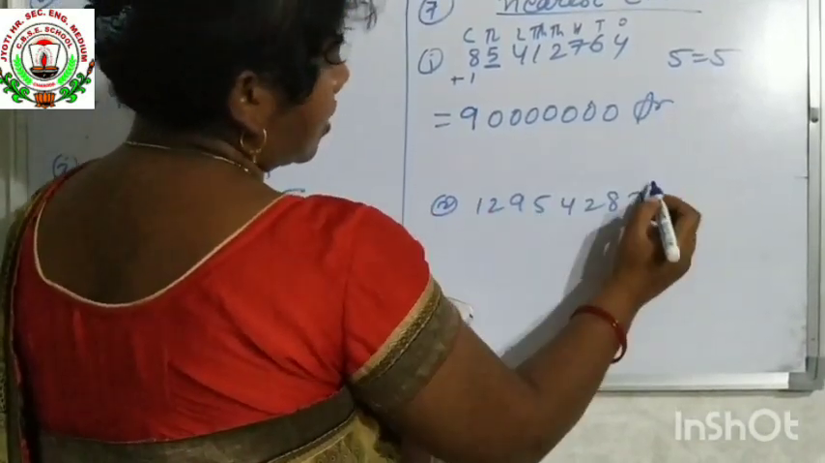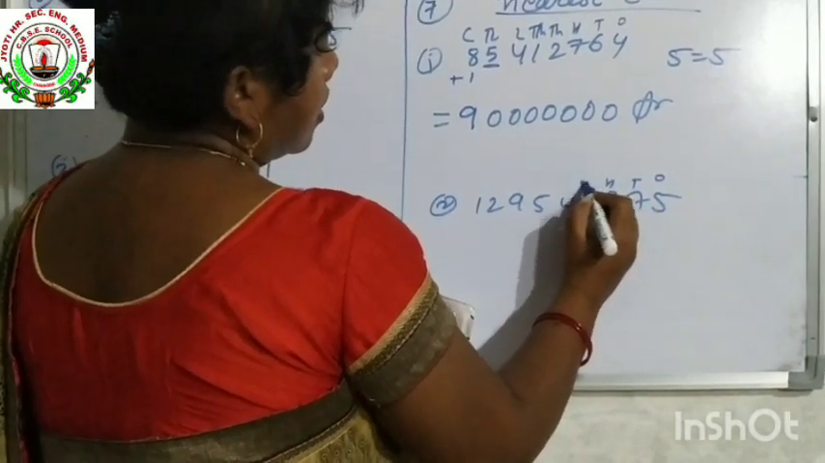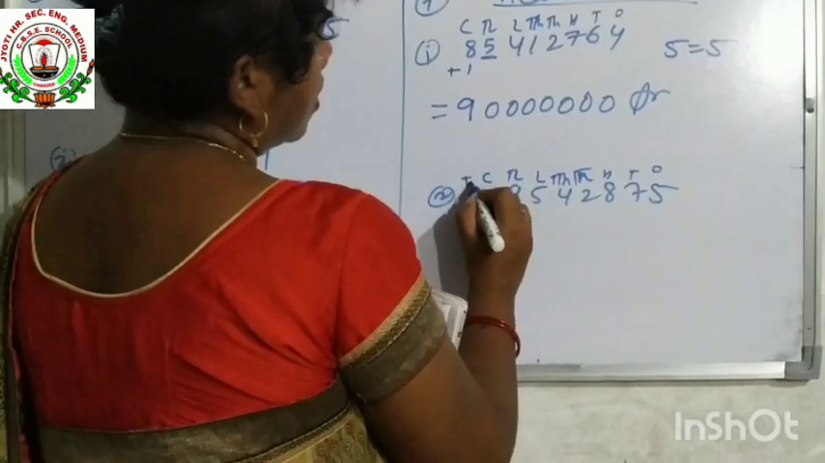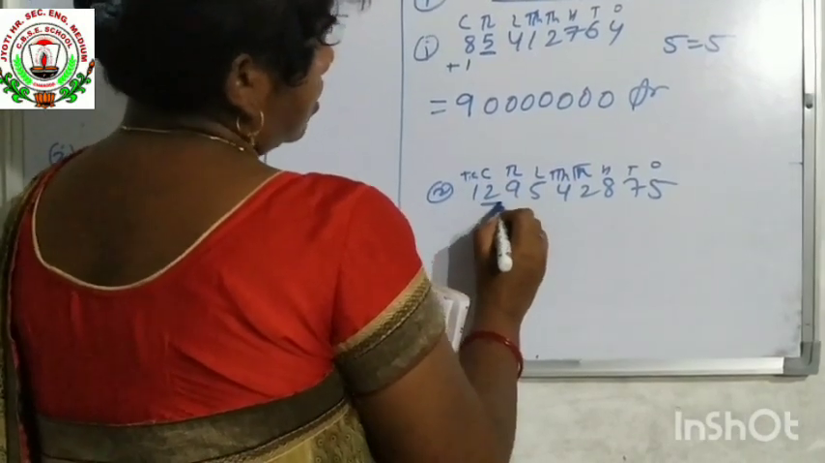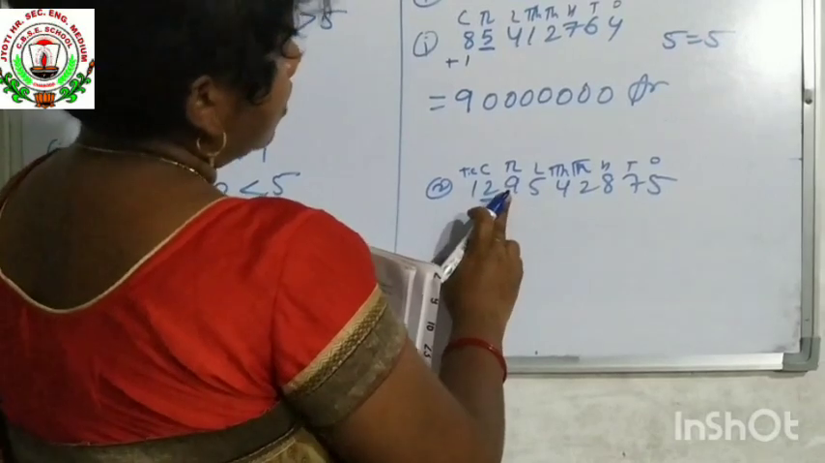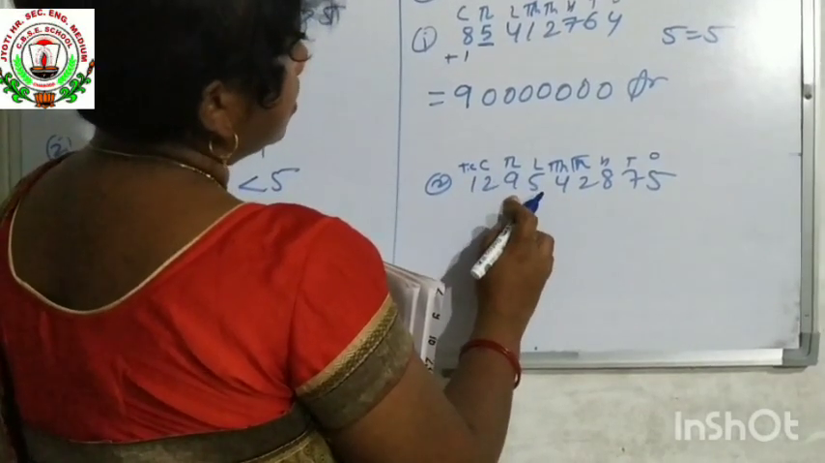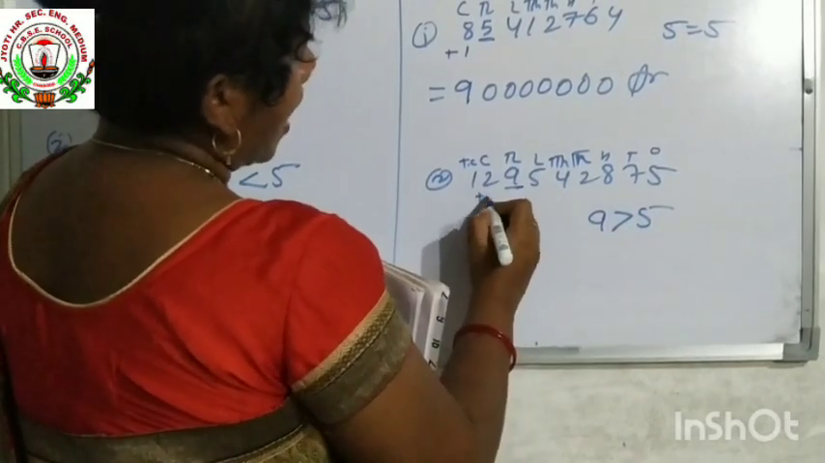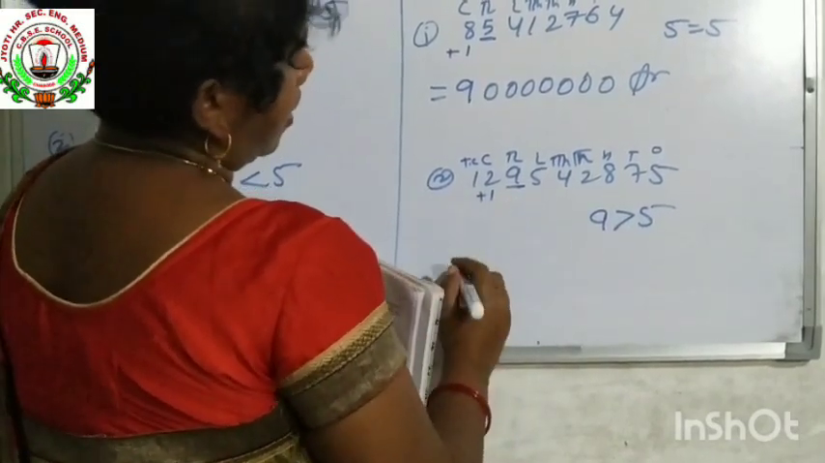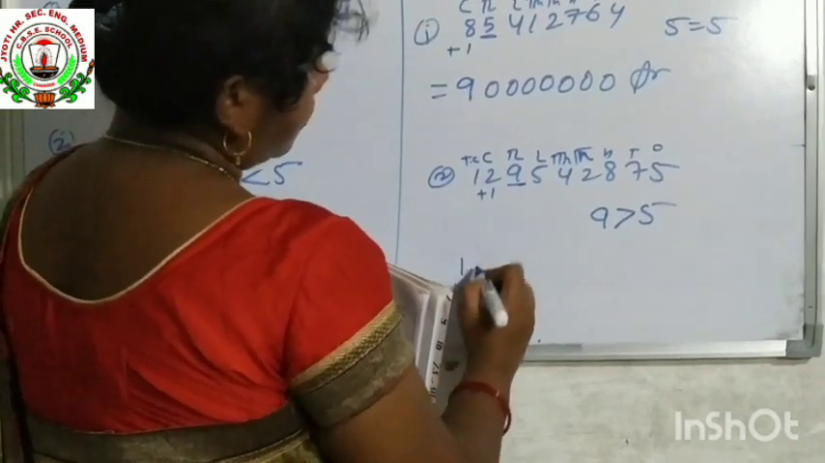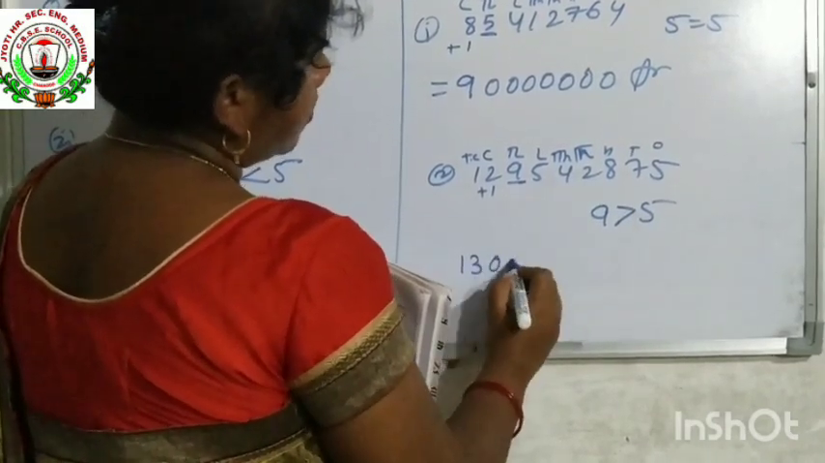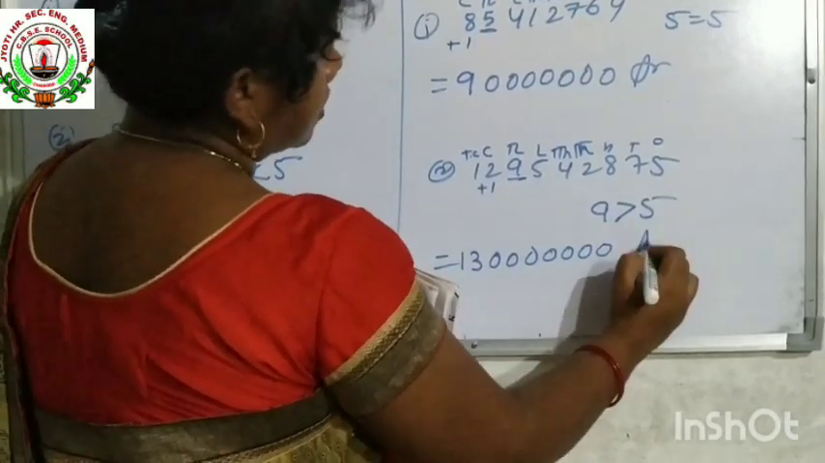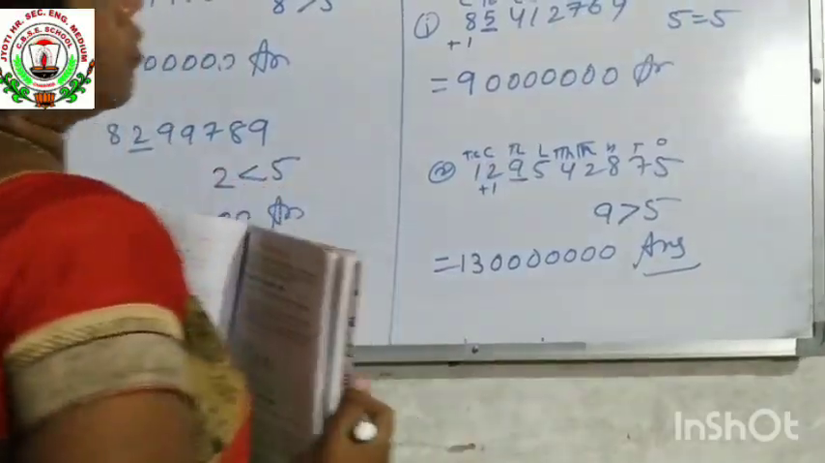Now similarly, again we will see ones, tens, hundreds, thousands, ten thousands, lakh, ten lakh, crore, ten crore. We have to round up this number. So we will see the ten lakh place number, which is 9. 9 is greater than 5, so we will add 1 in the required place. So 2 plus 1 is 3 and all the digits will be 0. So it is the answer of nearest crore.